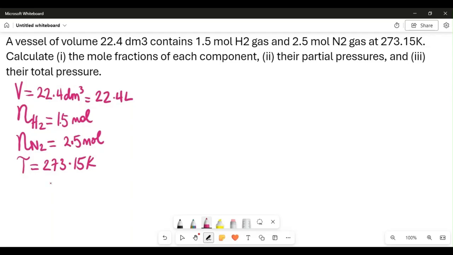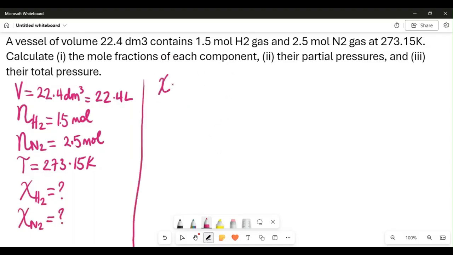So the mole fraction of each one of the components. We're going to have to calculate the mole fraction of H2 gas as well as the mole fraction of N2 gas. And that is the first question. The first thing you have to know is that the mole fraction of a particular component is simply the number of moles of that particular component, so number of moles of H2, divided by the total number of moles contained in the vessel, or in the container, or in the mixture.